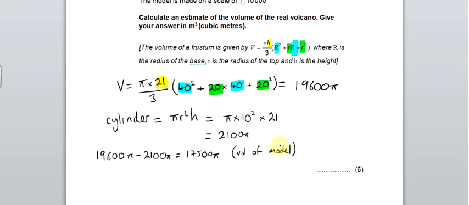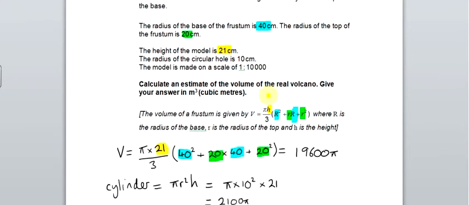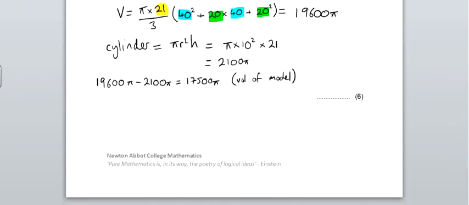Now, if only that were it, because that's the volume of the model, but actually the question wants the volume of the real volcano. So we've got to use the scale which they give us here, 1 to 10,000. That tells us that the length scale factor is 10,000, so multiplied by 10,000. But what we want is the volume scale factor. To get that, we've got to cube the length scale factor, which gives us a very big number indeed.